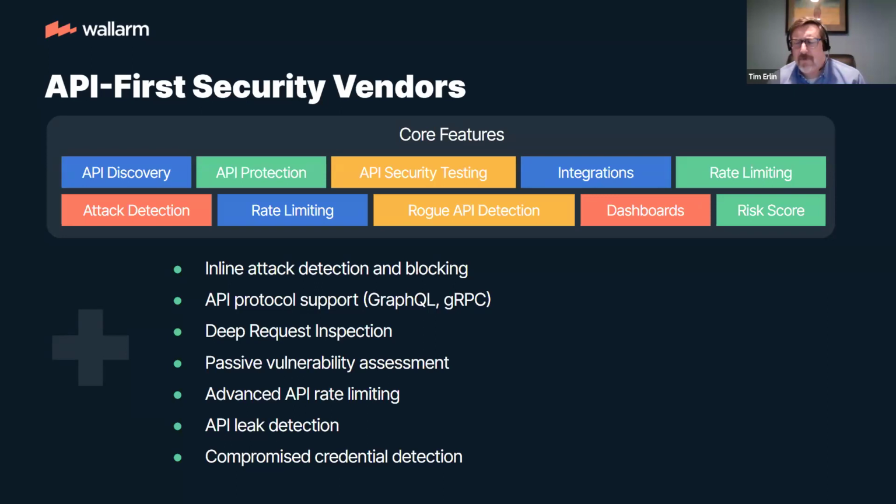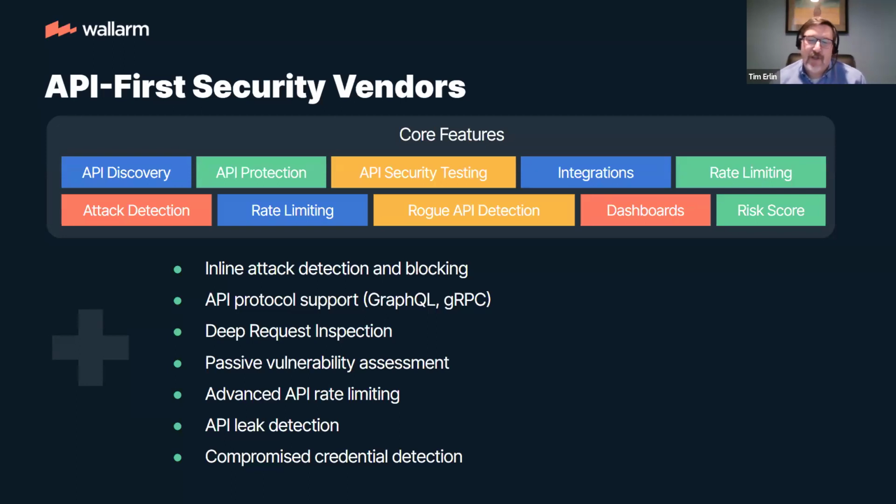We also see passive vulnerability assessment as an important capability. Vulnerability scanning is useful, but if you're analyzing all the traffic, there are vulnerabilities that can be detected either through that traffic analysis or maybe only through that traffic analysis as well. Rate limiting is one of the core capabilities mentioned in the security controls we were talking about. Making sure that rate limiting works specifically for APIs is important as well.